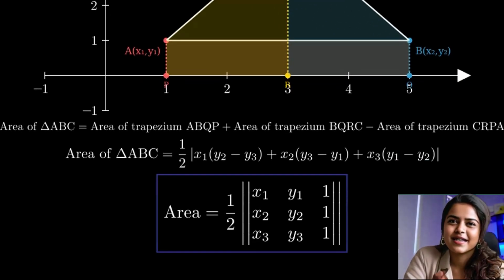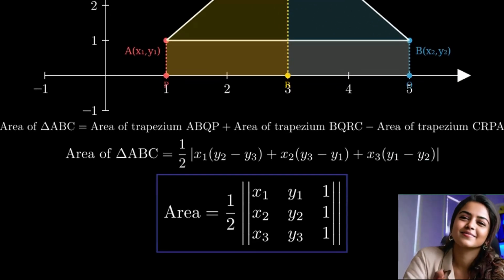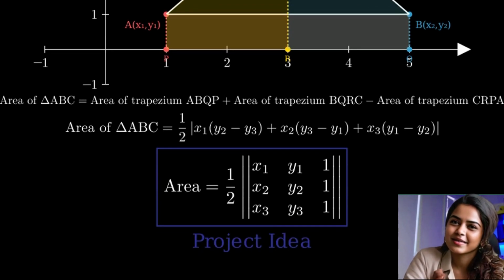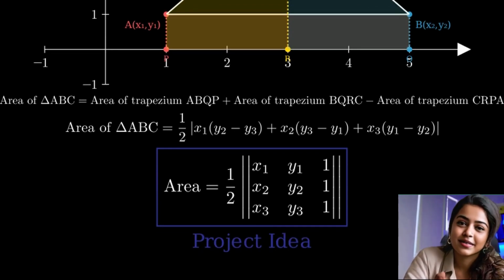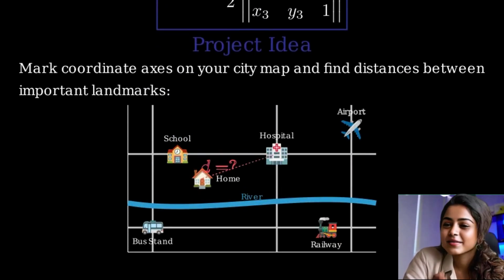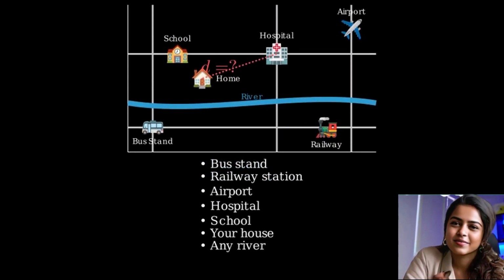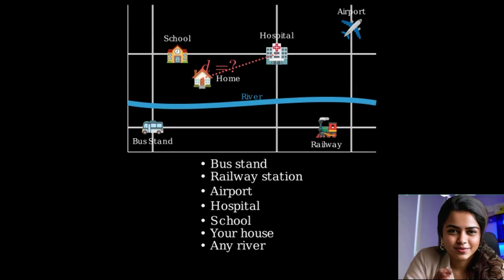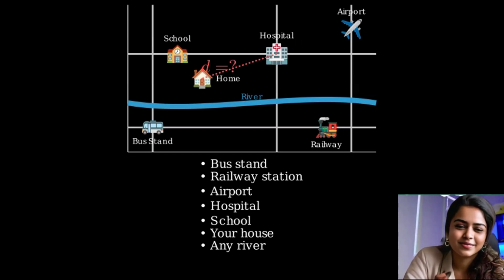As an interesting application of coordinate geometry, you can try this project. Mark coordinate axes on a map of your city and find distances between important landmarks like the bus stand, railway station, airport, hospital, school, your house, and any nearby river. This will give you practical experience with the distance formula in a real-world context.